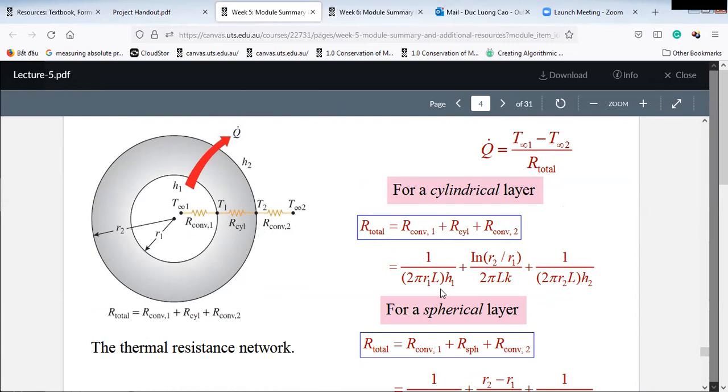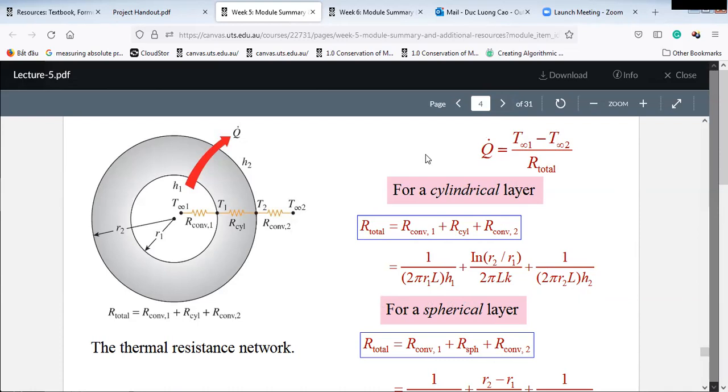Based on the equation here, you have Q equal to TN1 minus TN2 divided by R total, the thermal resistance, and for the total resistance you have the equation. In this equation, L is the length of the pipe. So you can find the length if you know the heat transfer Q, TN1, TN2, and S1, S2. We will use this to find the length of the heat exchanger.